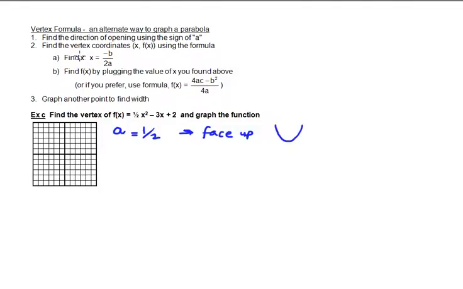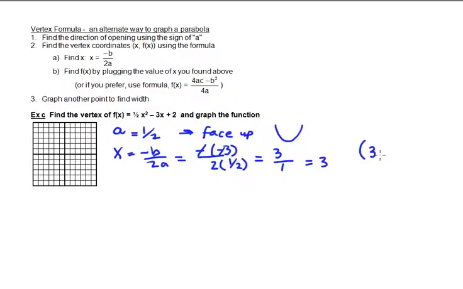The second step is to find the vertex coordinates, that is x and y, or we can call them x and f of x, using this formula below. I'd like to rewrite the formula for the x coordinate: x is equal to negative b divided by 2a. b and a are coefficients from our quadratic equation, so 1/2 is a, and negative 3 is b. So we've got a negative from the formula, negative 3 is the coefficient, divided by 2 times a, which is a half. When we simplify this, the negatives cancel, and we get positive 3 in the numerator, divided by 2 times a half, which is 1, so this is just equal to 3. So in our ordered pair, the x value is going to be a positive 3.